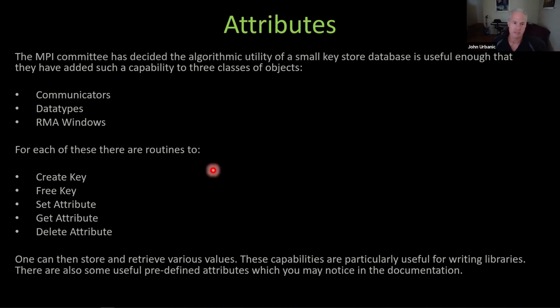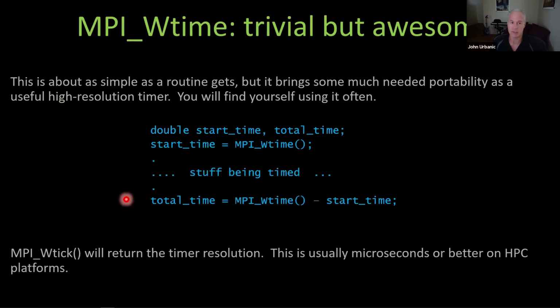There are a lot of nifty little features I don't have the time to talk about, and I don't want to distract you with and overwhelm you. Like there are attributes, a small key store database that's attached to communicators and data types and windows. You could attach basically a little key store database to any one of these things if you're writing an algorithm. That's kind of nifty for those of you writing libraries.